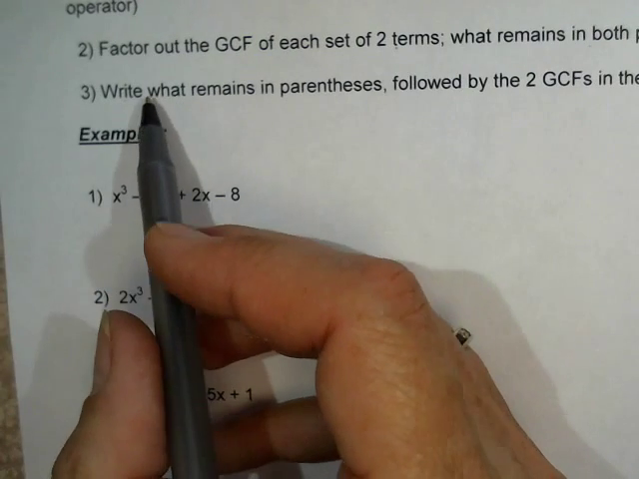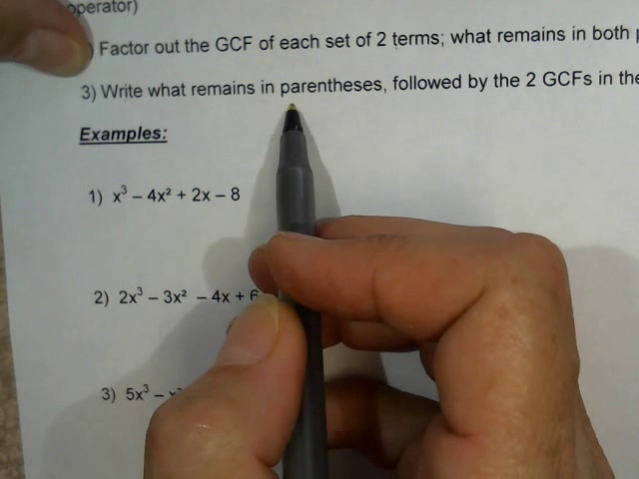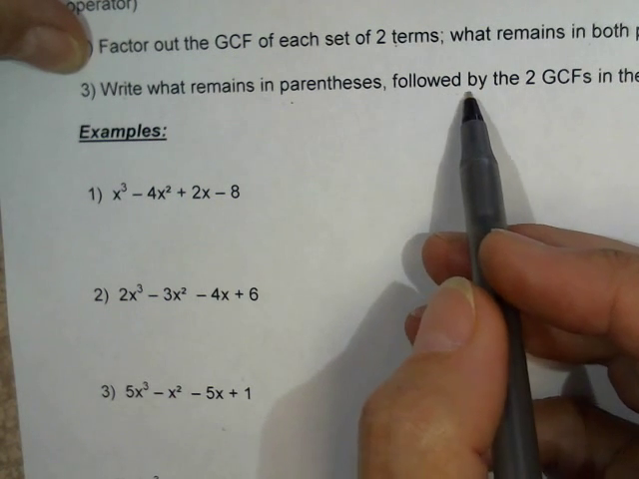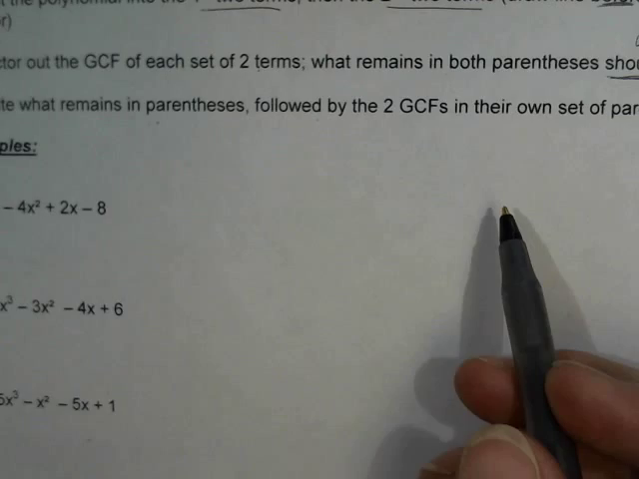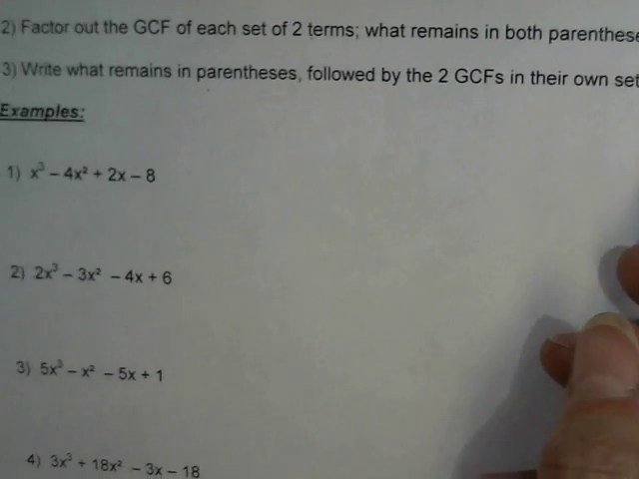The third step is write what remains in parentheses. Remember, they should be the same. And then after that, you're going to follow it by the 2 GCFs, and they're going to go in their own set of parentheses. So what does this all mean?